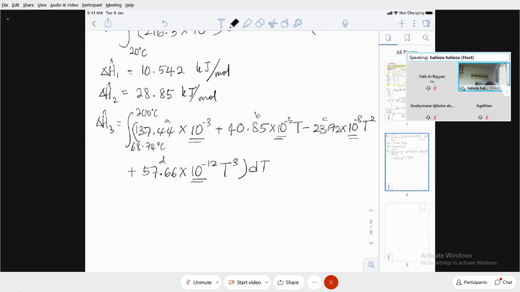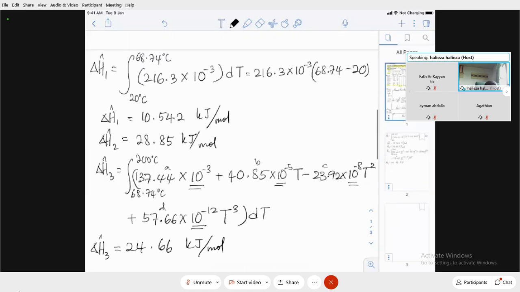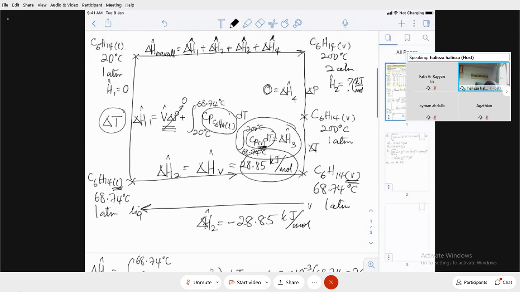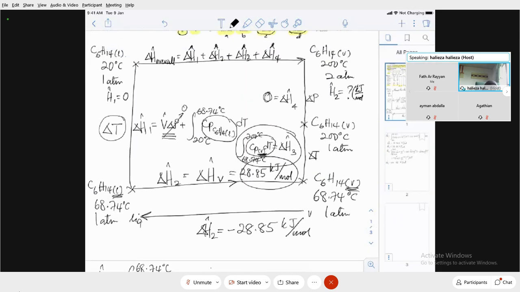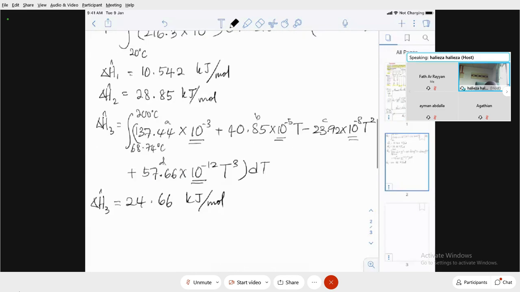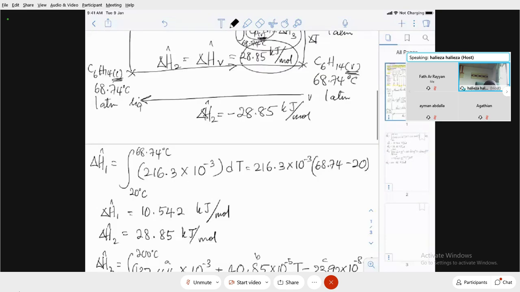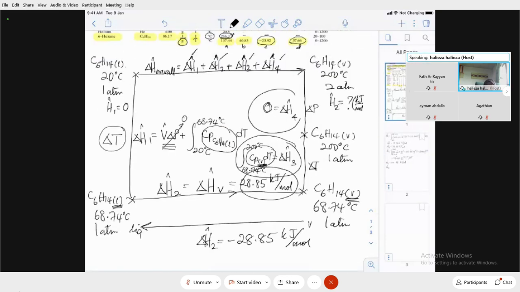Okay, now do the integration. What did you get? 24.66. The unit again is kilojoules per mole. So now let's go back to our chart. We already have delta H1, delta H2, delta H3, delta H4. So everything is there? No, delta H4 we haven't got yet. We need to do delta H4. And what is delta H4? Delta H4 is 0.